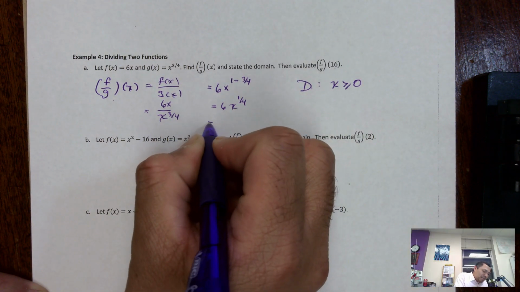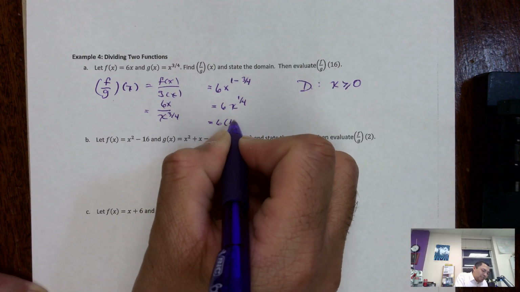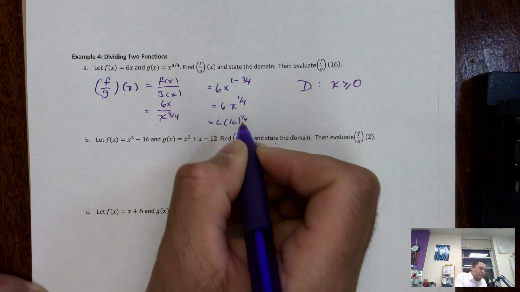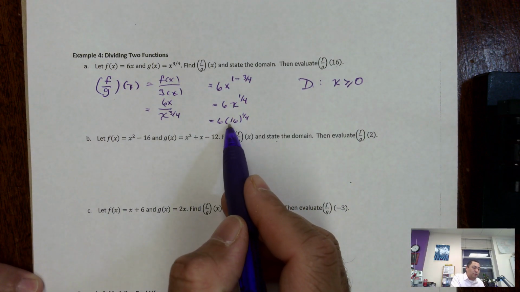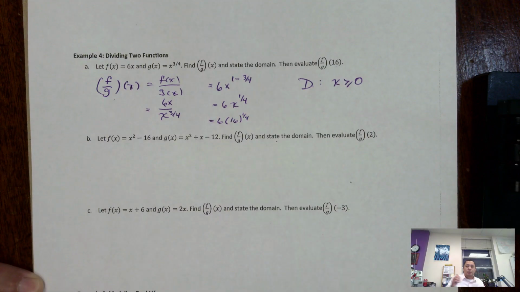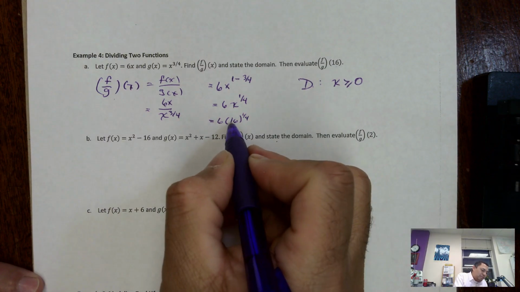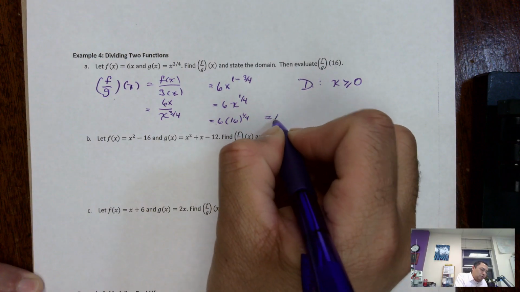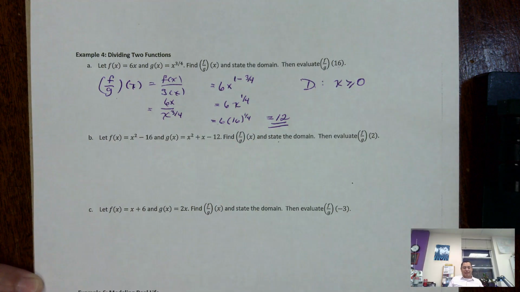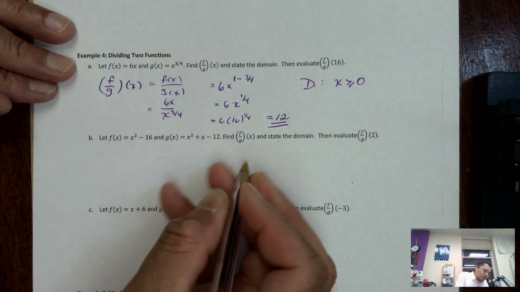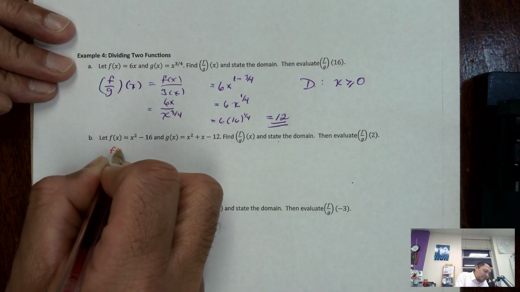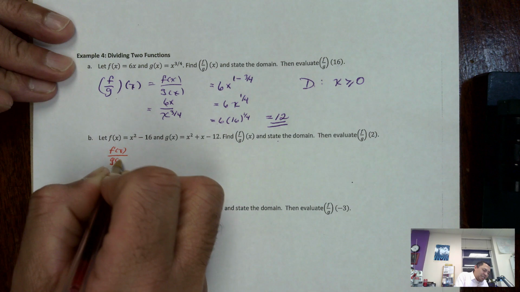So what is 6 times 16 to the 1/4? If we plug it in the calculator again, this is the 4th root of 16, which is 2. 2 times 6 is 12. So I have 12. I left the spaces too small, so I need to make it bigger. So now I have f(x) over g(x).